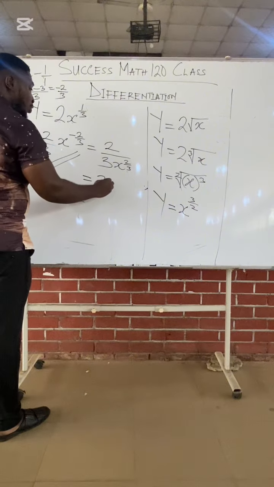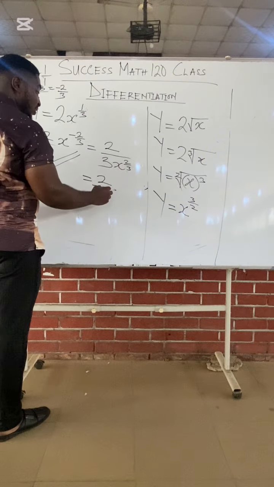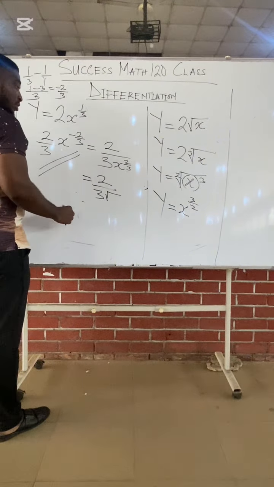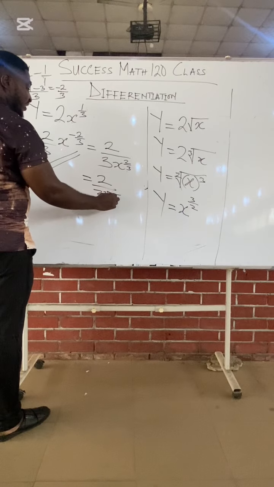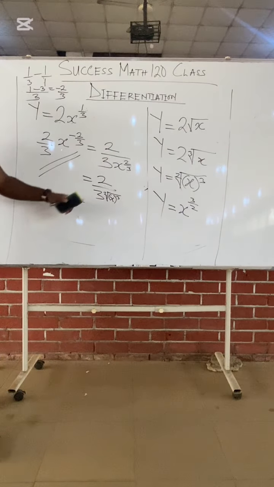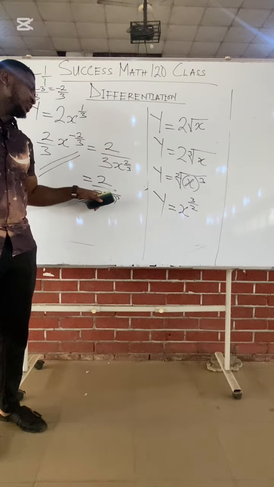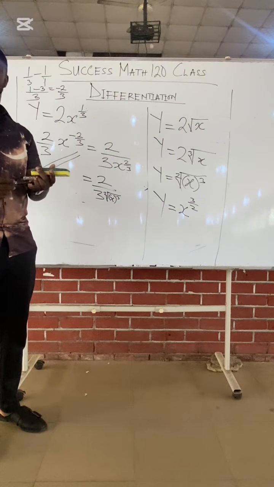Class, this will now become 2 all over 3 times x raised to power 2 over 3. Don't leave it like this. It becomes the cube root of x raised to power 2, because x raised to power 2 over 3 is the same thing as the cube root of x raised to power 2.